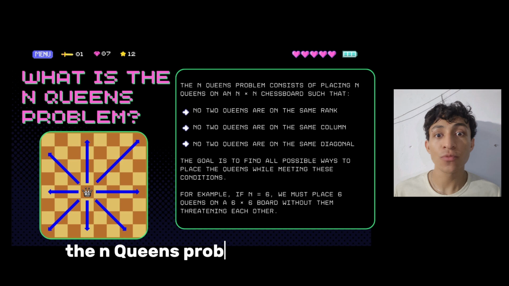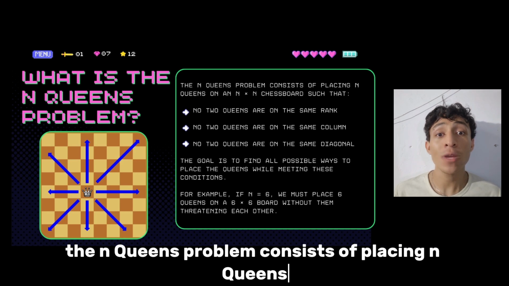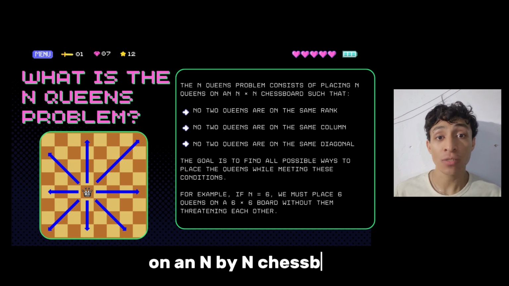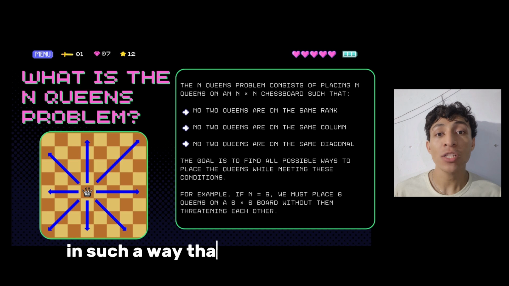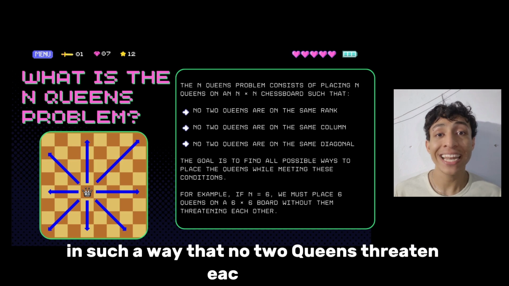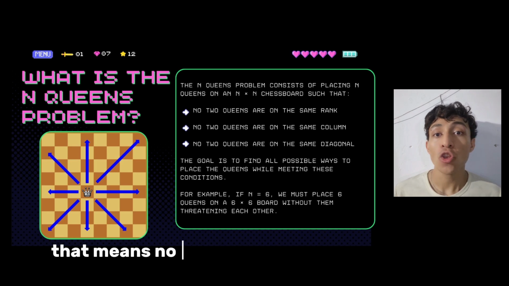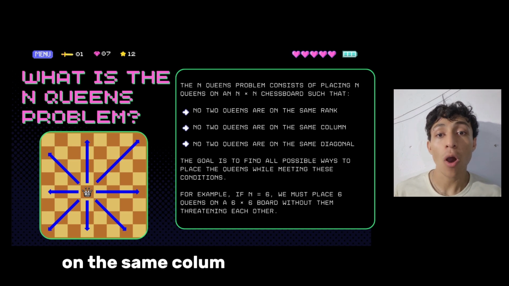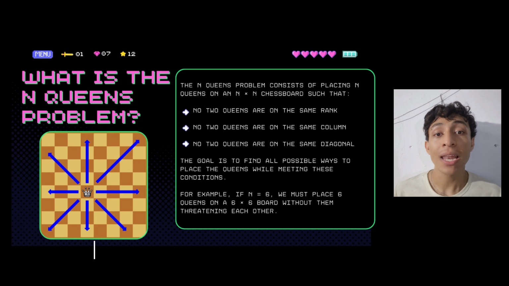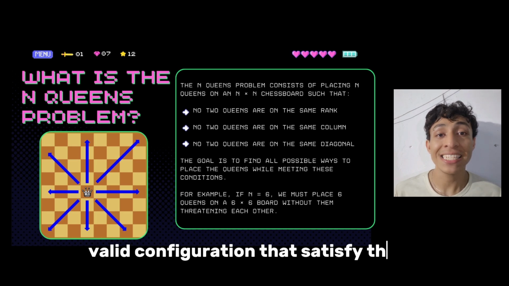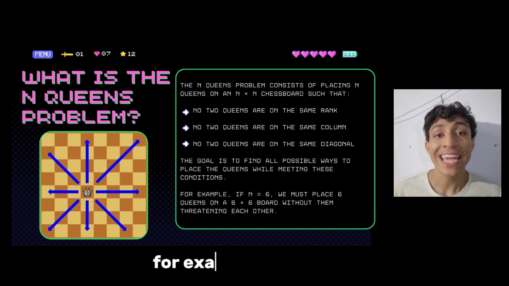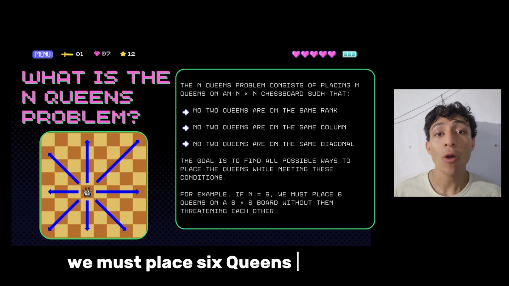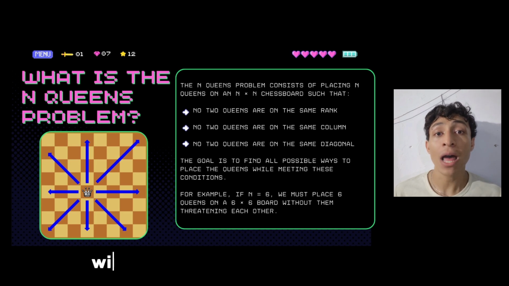The n-queens problem consists of placing n queens on an n by n chessboard in such a way that no two queens threaten each other. That means no two queens can be on the same row, on the same column, or on the same diagonal. The goal is to find all valid configurations that satisfy these conditions. For example, if n equals 6, we must place 6 queens on a 6 by 6 board without conflict.